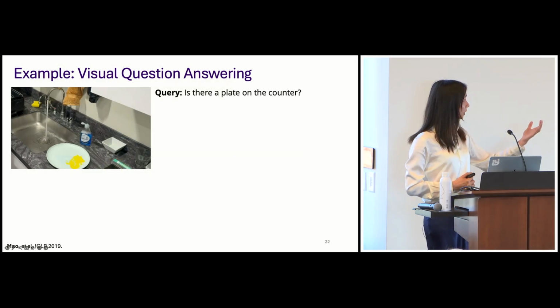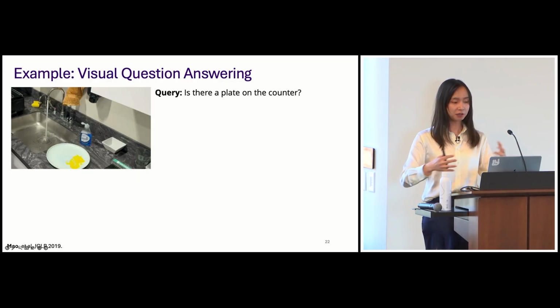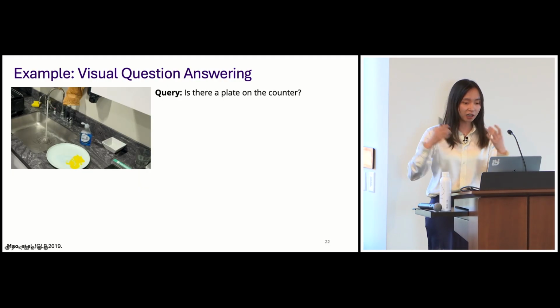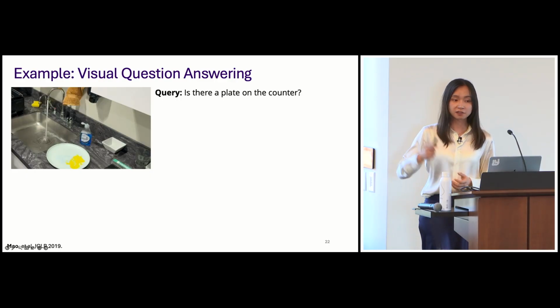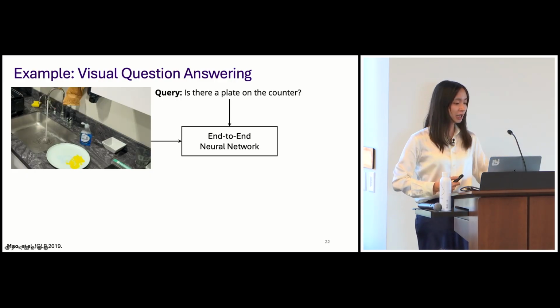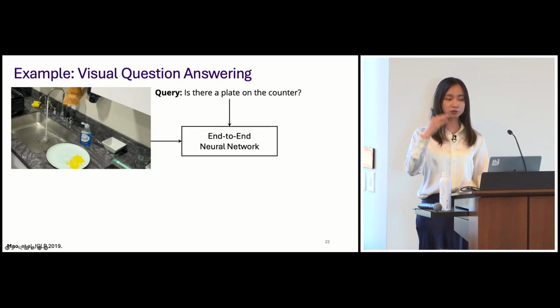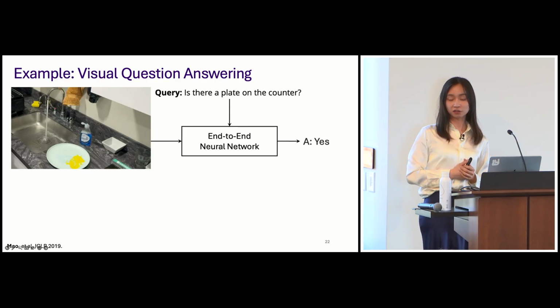So the problem is the following. You give an image and you give a natural language query, like is the plate on the counter. You want to build a system that can answer this question. One of the standard practices is you build an end-to-end neural network that takes in the image and also the query as input, and outputs the answer.